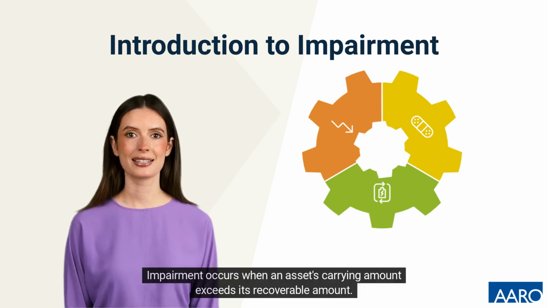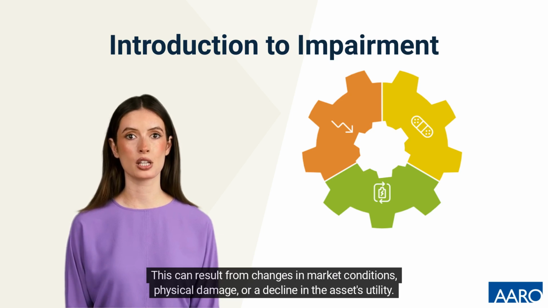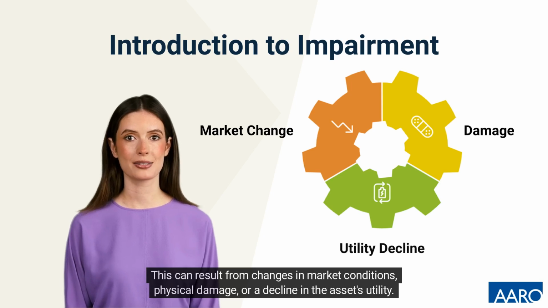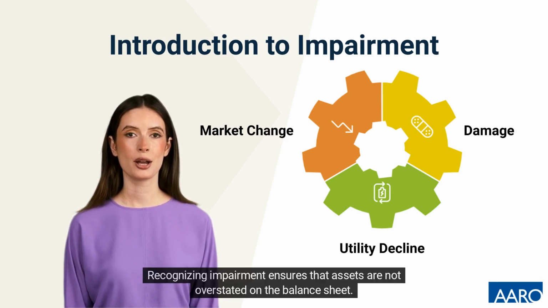Impairment occurs when an asset's carrying amount exceeds its recoverable amount. This can result from changes in market conditions, physical damage, or a decline in the asset's utility. For example, technological advancements can make an asset redundant. Recognizing impairment ensures that assets are not overstated on the balance sheet.